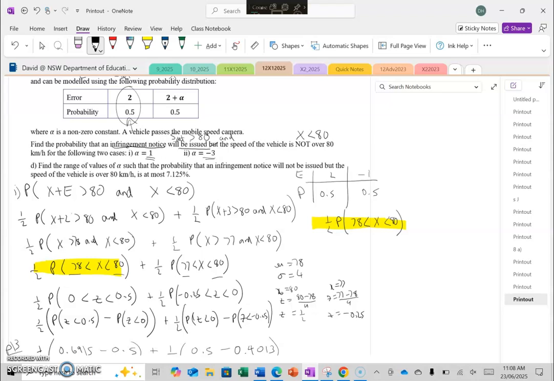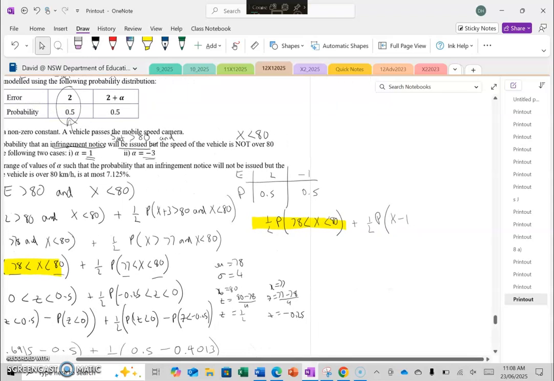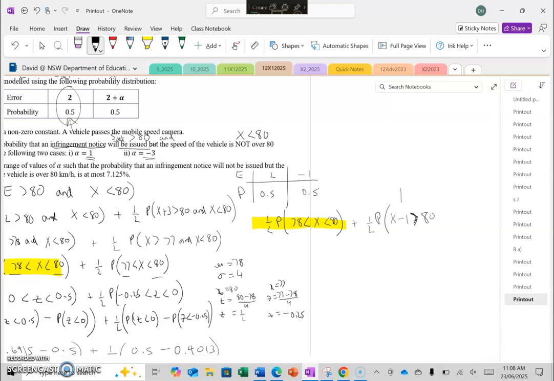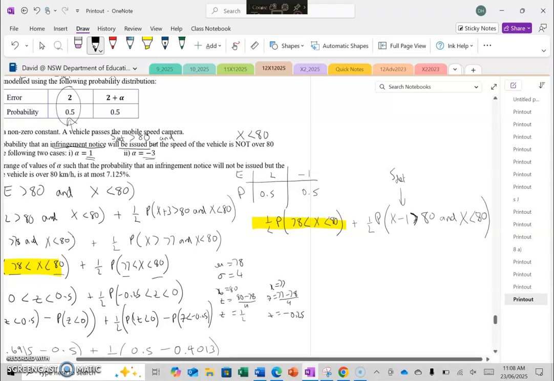Okay, and then we've got plussing probability now. This is an error of negative 1. So remember that the actual speed detected is going to be x plus the error. So that'll be x plus negative 1 being the detected being greater than 80. That's the speed detected. Greater than 80. And my speed was actually less than 80. That's what the question's after. That the detected was greater than 80, but my speed was less than 80.